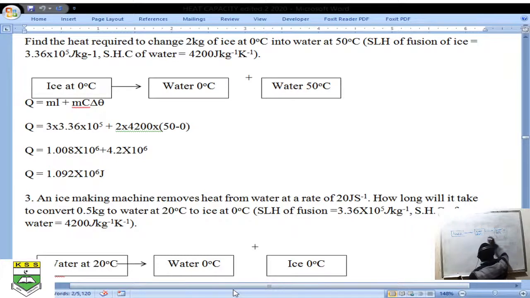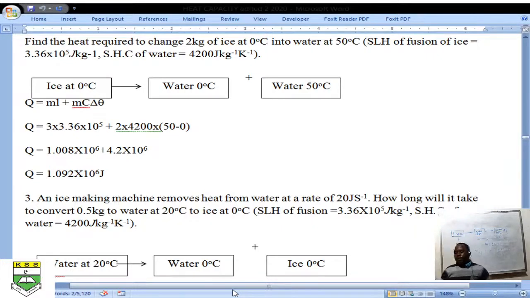Water at 50, now the heat here is mCΔθ, because there is change in temperature. The heat here where we don't have change in temperature is mL_F. So here the total heat required, of course it's going to be mL_F plus the mCΔθ. That is basically how it was supposed to be. The Δθ is going to be a change in temperature from 50 degrees Celsius minus 0 degrees Celsius. I think everything is there because it's water.